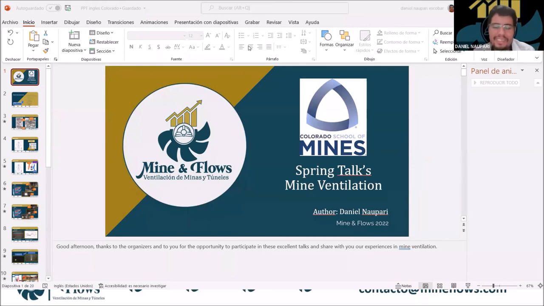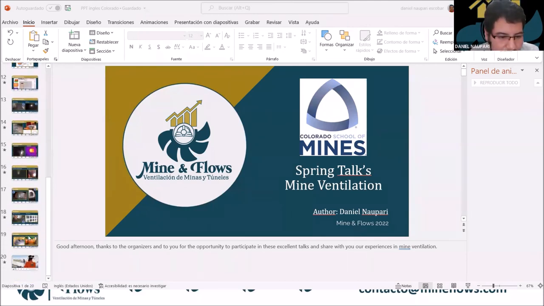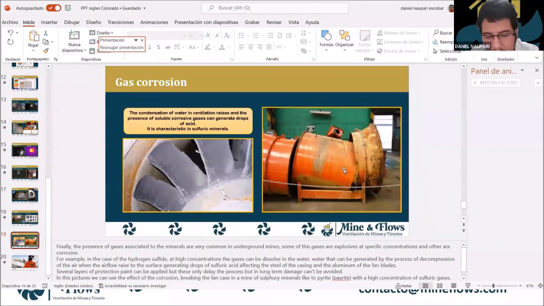Oh, okay. Sorry. Yes, I have experience with that. This is my experience with sulfur dioxide. This is a mine in Peru. All the mine is in pyrite, and the gas is permanent in this cave.